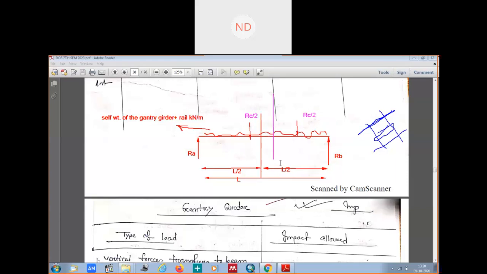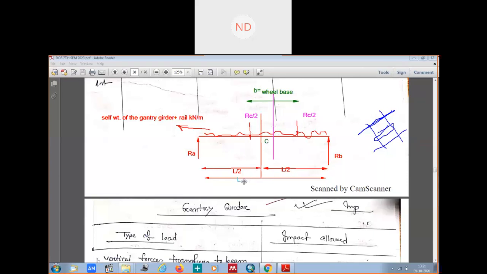Now this is the center of the wheel. That means this is the wheelbase B. Wheelbase means the distance from this wheel to this wheel, the distance is B. Let us give the wheelbase as B, the distance between the two wheels, and this is the center of your gantry girder.